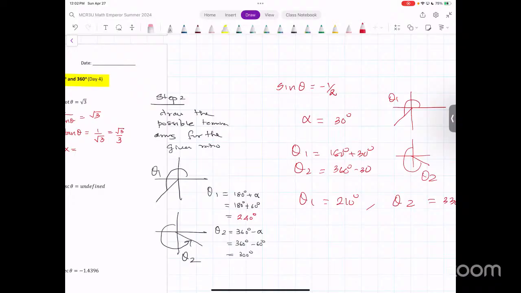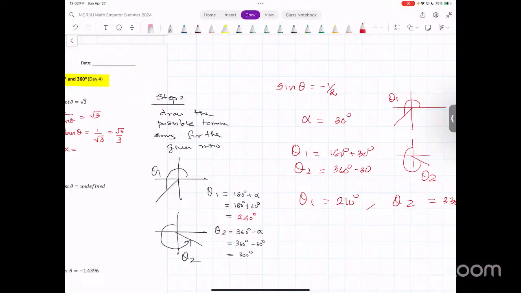tan is 30, theta is 30 degrees and it's 210 degrees. Correct. So what did you guys get?